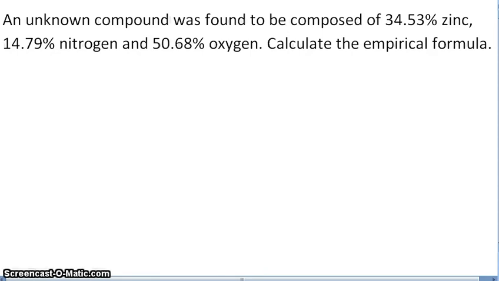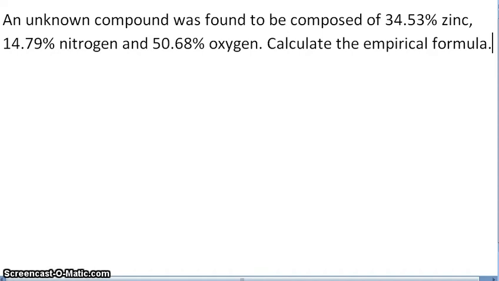So our example today is an unknown compound was found to be composed of 34.53% zinc, 14.79% nitrogen, and 50.68% oxygen. Calculate the empirical formula.